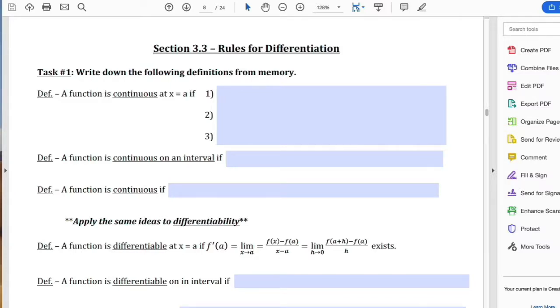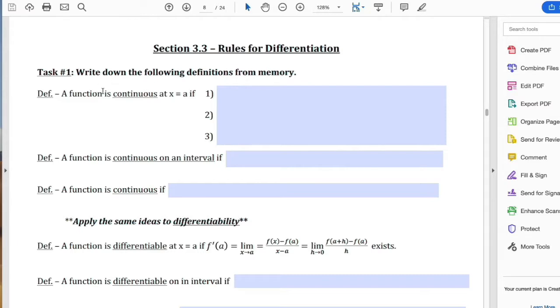All right, hello mathematicians. We're looking at section 3.3 where we start to get into the rules for differentiation. Please copy down these notes into your packet. And task number 1 asks you to write down a few definitions from memory. So I would pause the video if you could.